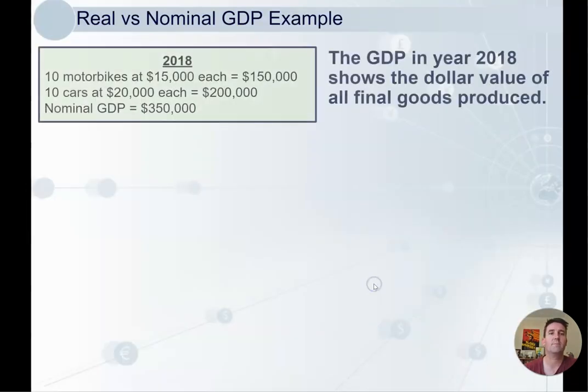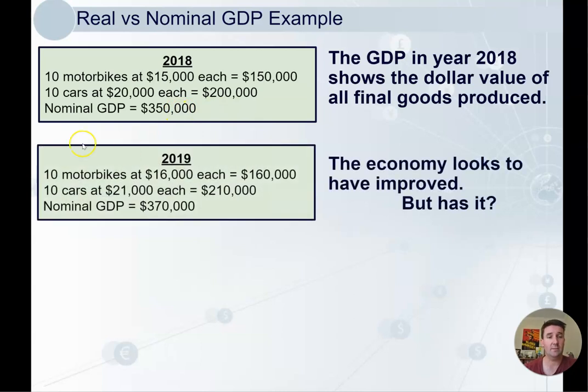Yes, here it is. All right, so 2018. This is an economy, all it does is sell motorbikes and cars, right? So in 2018, they sell 10 motorbikes, 15,000 each, 150,000. They sell 10 cars, 20,000 each, 200,000. Nominal GDP is $350,000. Right, the next year, they sell 10 motorbikes, $16,000 each. There's been inflation. 10 cars at $21,000 each. Again, inflation. So total GDP equals $370,000.